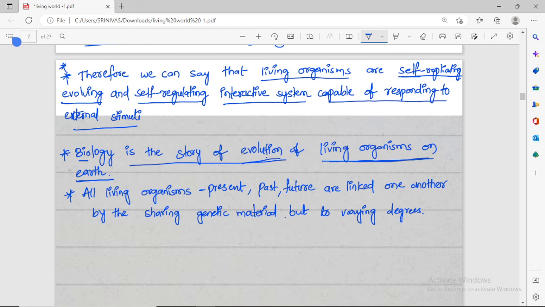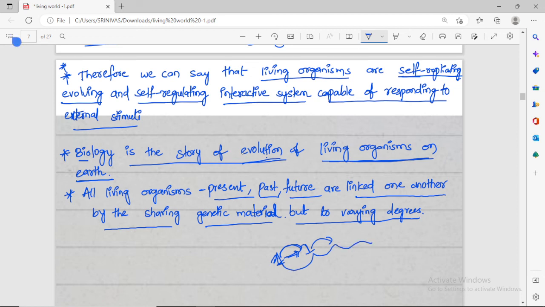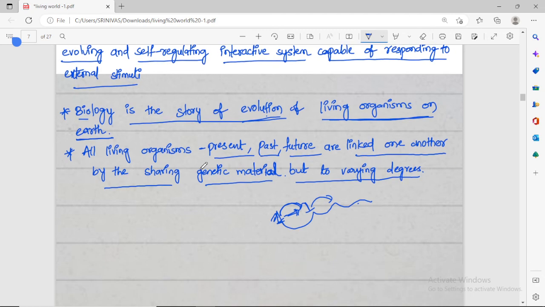Next, all living organisms, present, past and future, are linked to one another by sharing genetic material, copied from one to another, but to varying degrees. These are the characteristics of living organisms.